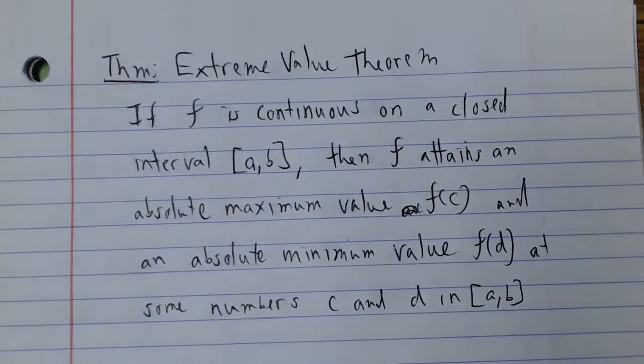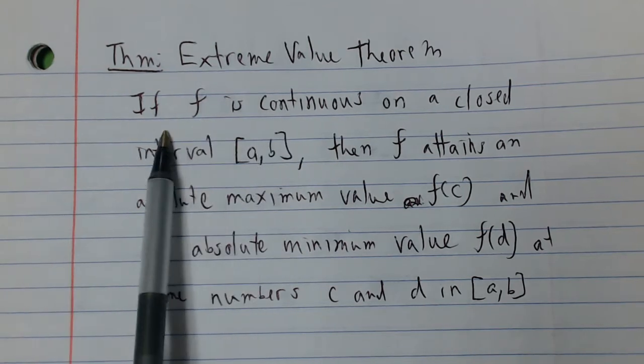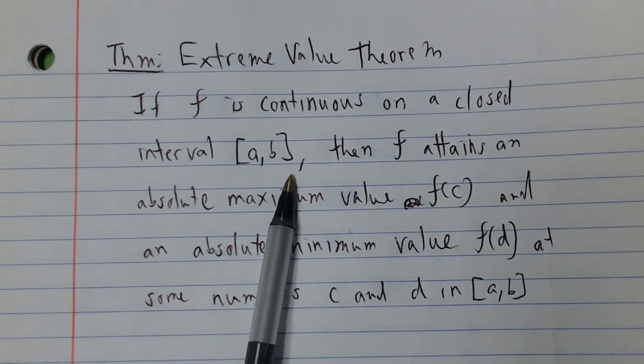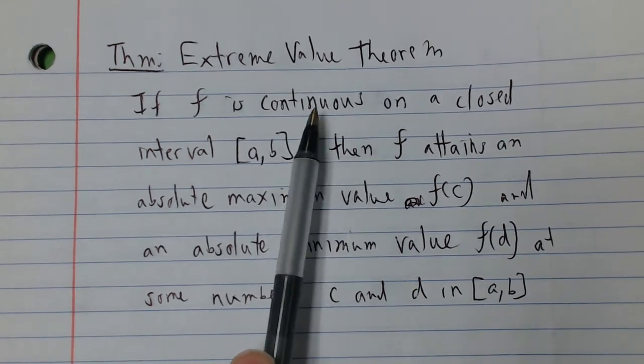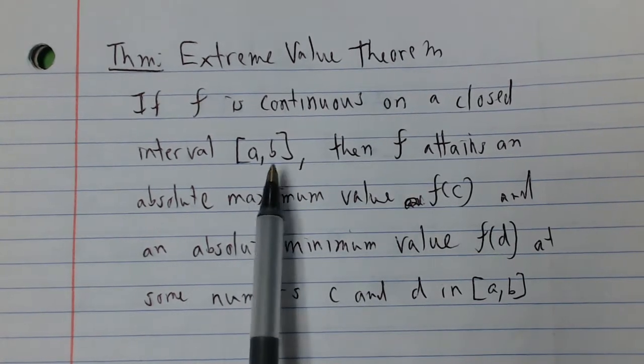Now, let's pay close attention to the hypotheses, because remember, in each theorem, the hypothesis is very, very important. So what is this saying? This first statement is saying two things. f needs to be continuous on that interval, but more importantly, it needs to be continuous on the closed interval from a to b.